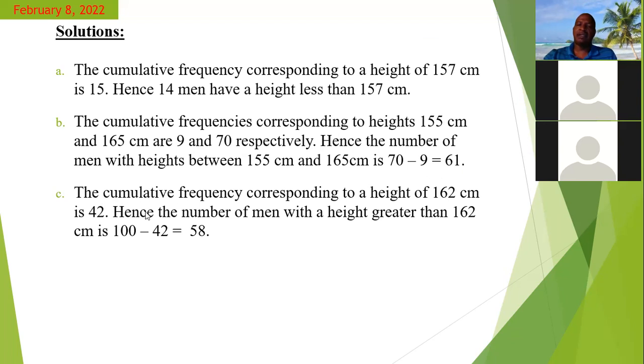And just as we did with this last one here, we know that for men with height greater than 162, it means that if the first set of men, which is 42 men, have a height of 162, then all the rest of the men would have a height greater than 162. So to find out the rest of the men, we take away 42 from 100, and that will leave us with 58 men. All right, is that clear, guys? Raise your hand if that is clear to you.